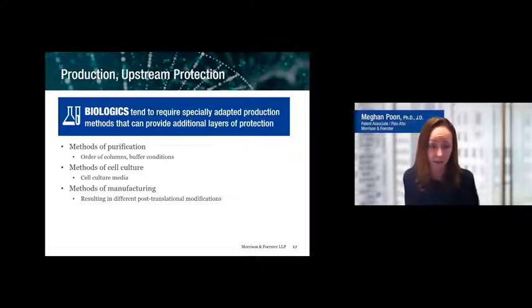Other methods of cell culture can also be additional ways to protect the biologic, as well as cell culture media. Methods of manufacturing are a third type of method that can be useful in this regard. And this can be extremely important if the method of manufacturing results in a difference in the product per se. So for example, perhaps your biologic can really only be produced in a particular type of cell because of a post-translational modification that you either would like to have or would not like to have.